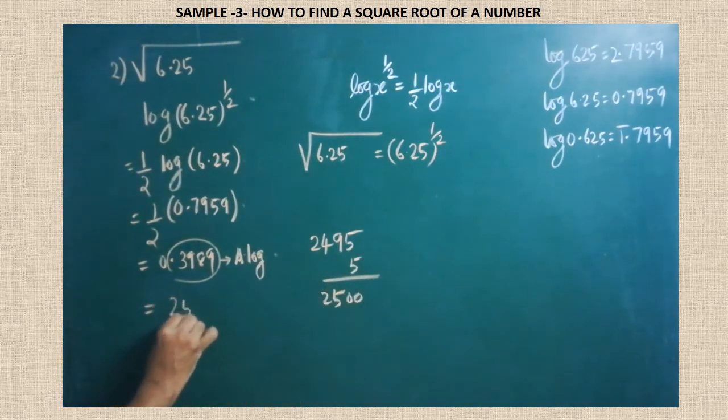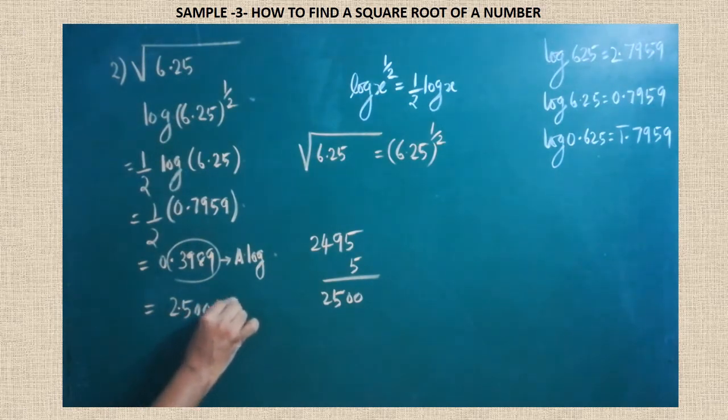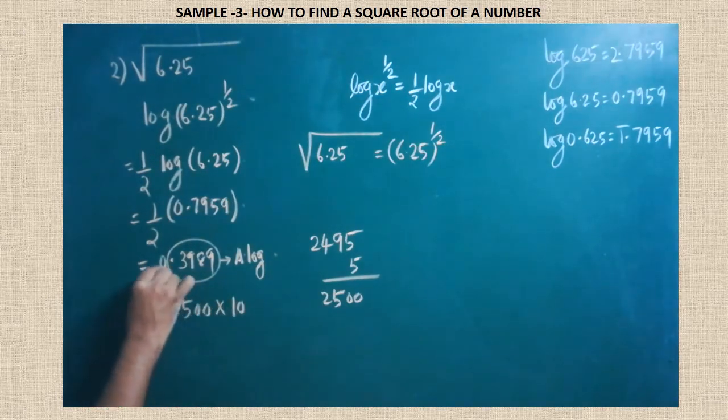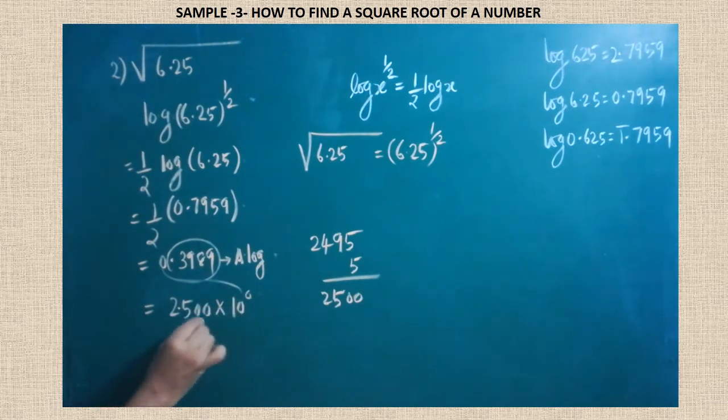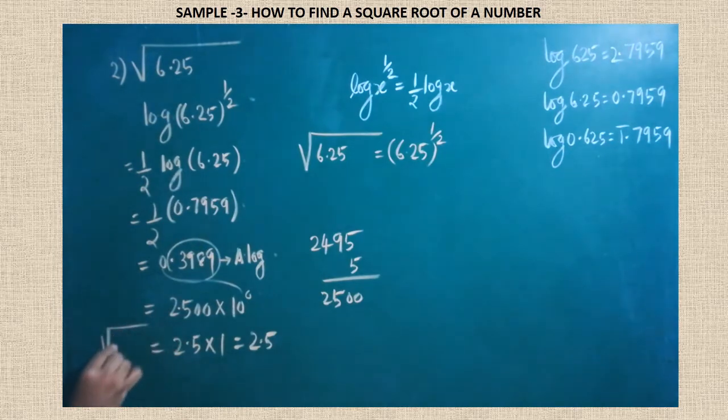After writing the number, put the decimal point. Is it clear? After the first digit, the multiplication sign must be written, 10 must be written, and the characteristic must be written as the power of 10, 10 to the power of 0. Anything to the power 0 is 1. Therefore, 2.5 into 1 is equal to 2.5. So this is the square root of 6.25. This is the method of finding the square root of 6.25. These are all sample problems.